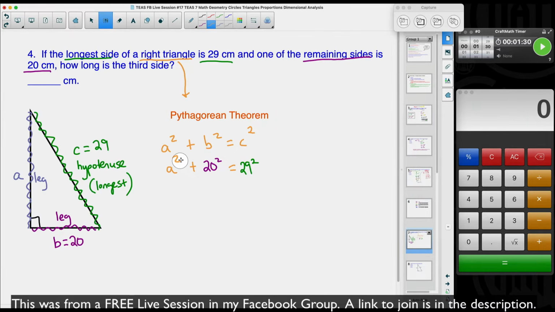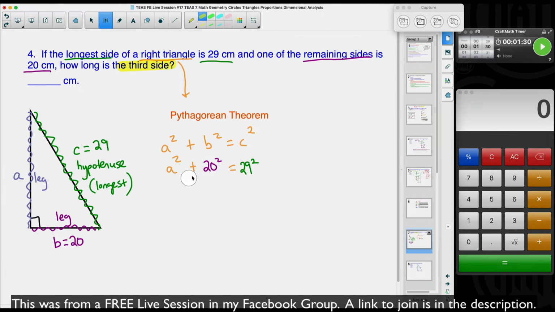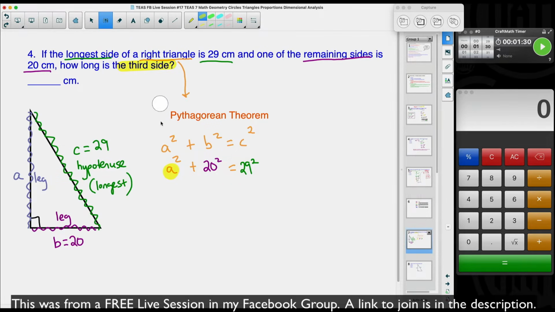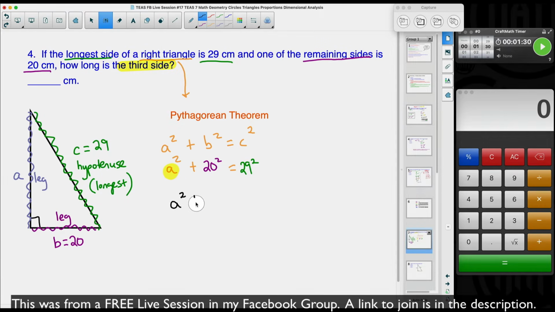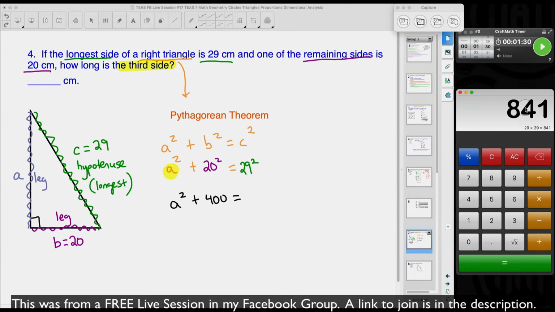Now, we have to find that other side. What is the third side? In this particular case, we're still trying to find one of the shorter sides. The third side, I'm going to solve for A. So we still have this squared thing flying around. We are going to use the square root button right here in a moment. So let's bring down our A squared. 20 squared is 400, 20 times 20. And 29 squared, 29 times 29, that's going to be 841.